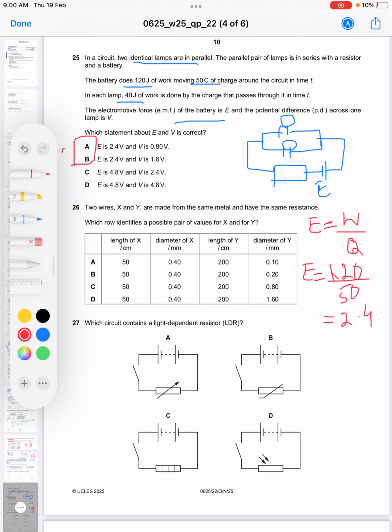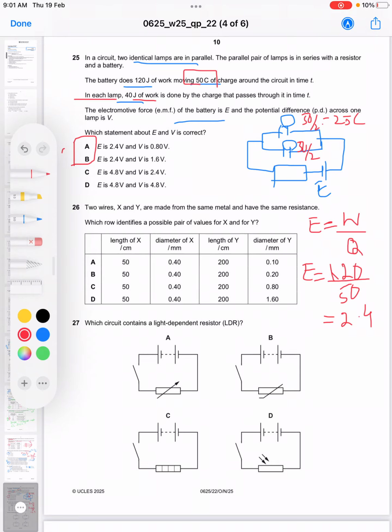Now let's see the potential difference. In each lamp, 40 joules of work is done by the charge that passes through. We know that the whole charge of 50 coulombs is passed through the circuit, right? But it is a parallel combination, so half of the charge will be transferred through each lamp. So 50 by 2 is 25 coulombs of charge passed through one lamp and 25 coulombs passed through the other lamp.